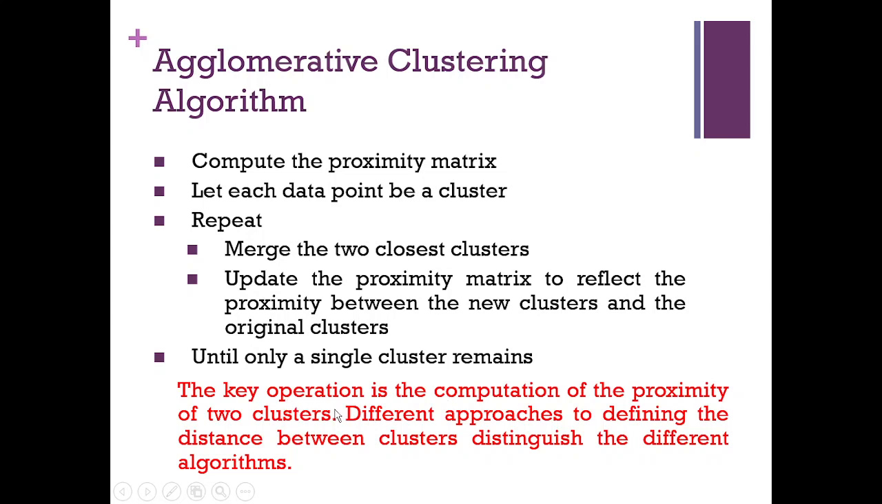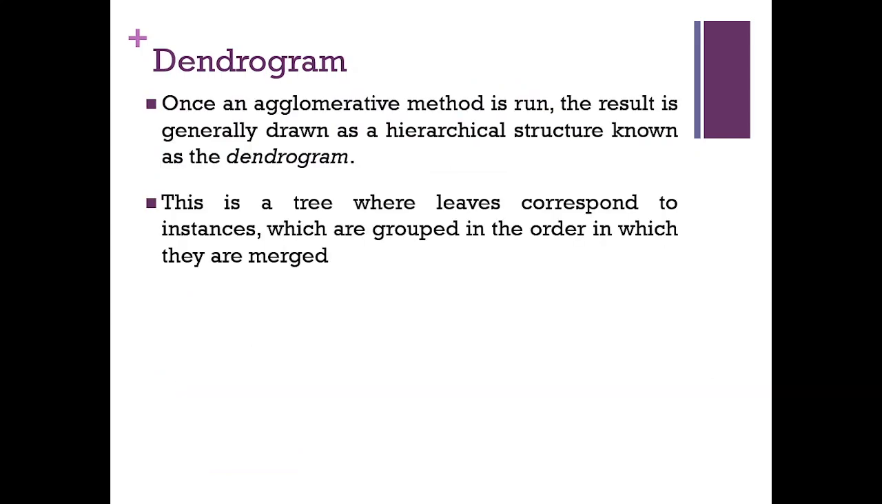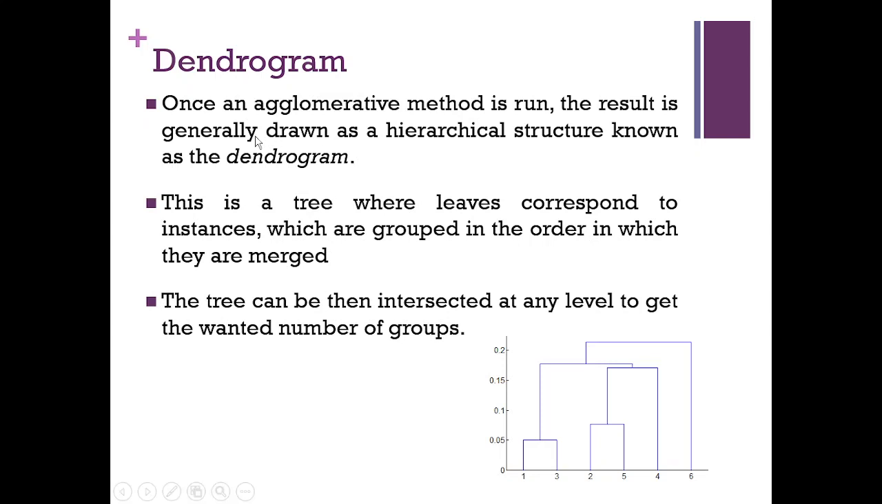Now, different approaches are present to define the distance between clusters, and we are going to distinguish agglomerative clustering algorithms on the basis of the different approaches for defining the distance. Now, as already discussed what a dendrogram is, once an agglomerative method is run, the result is generally drawn as a hierarchical structure which we know as a dendrogram. This is a tree where leaves correspond to the instances, and these are grouped in the order in which they are merged.